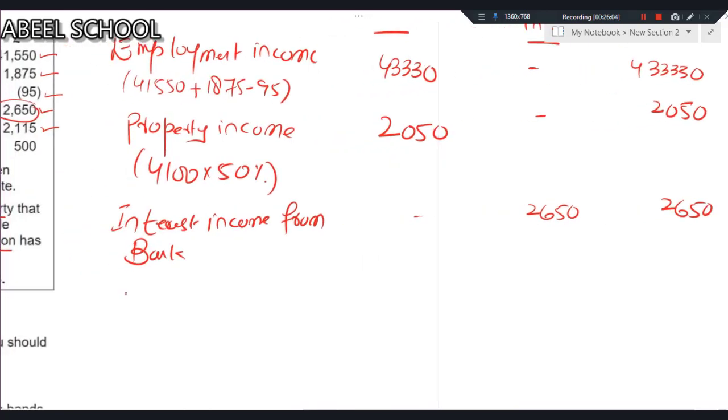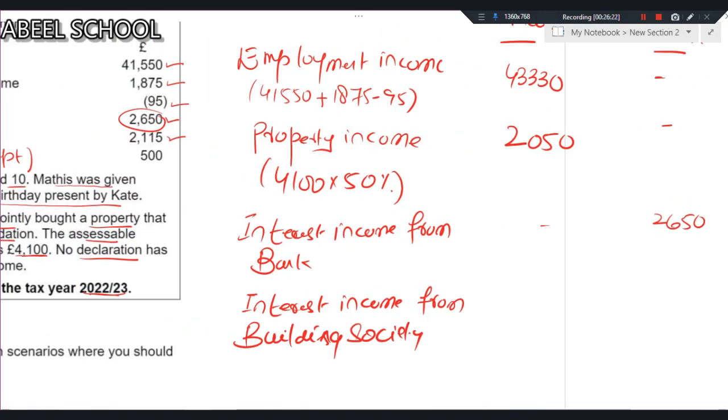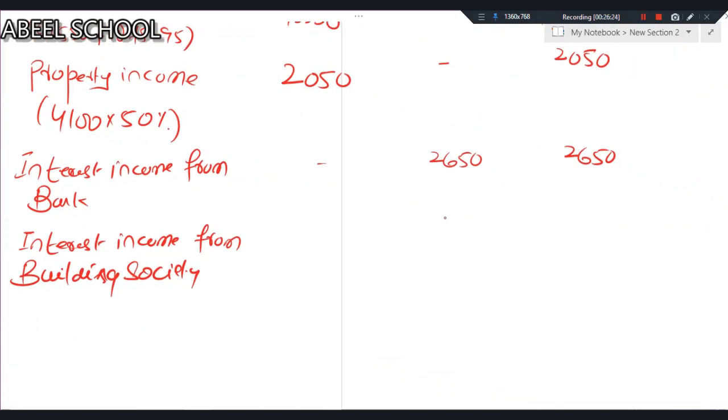Interest from building society. Interest income from building society. That is 2,115.